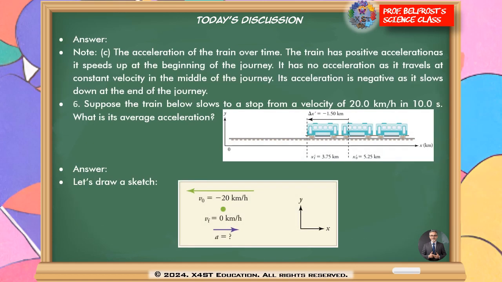Done. Number five. Actually, not done. This is your assignment. This is your task. Okay. Number six. Suppose the train below slows to a stop from a velocity of 20 kilometers per hour in 10 seconds. So what is its average acceleration?